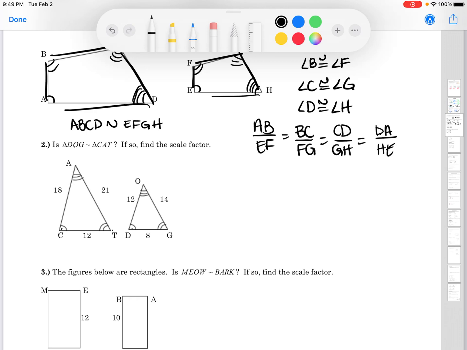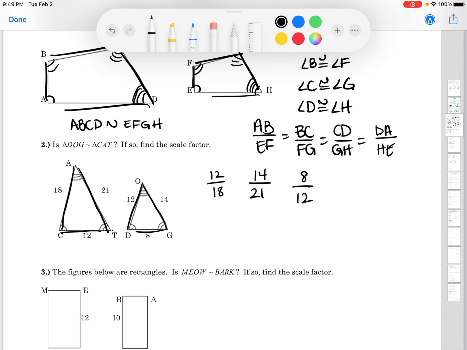So DO and CA should be compared to each other. So we have 12 and 18. We want to compare AT to OG. So we've got 14 for triangle DOG and 21 for triangle CAT. And then we have 8 and 12 for the last two sides. We just want to make sure, are these all the same fraction? Are these all the same proportion?